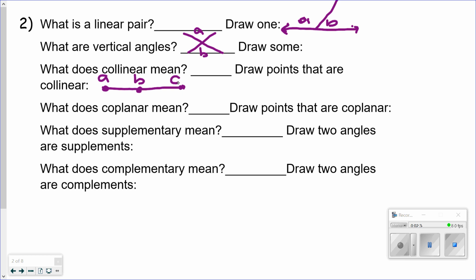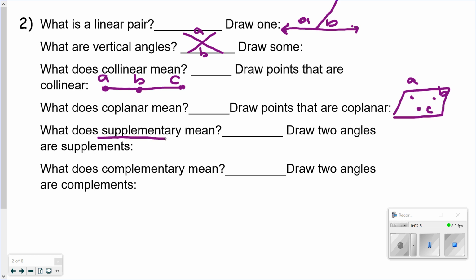Coplanar, what does it mean? Well, it's points that are on the same plane. So let's draw a plane here. And I will draw 3 points, I'll call this A, B, C, 3 points that are not on the same line, but on the same plane.